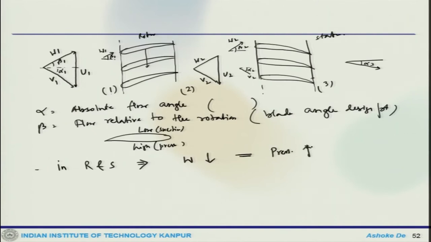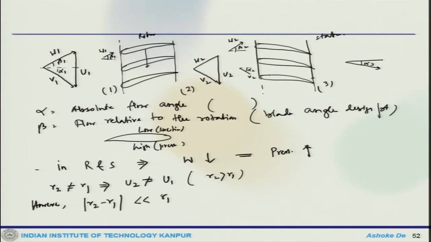So, pressure increases. Typically, in a radial displacement of a fluid particle as it moves through a rotor blade row, strictly speaking, R2 should not be R1, which means U2 should not be U1. And as shown, R2 is greater than R1. However, R2 minus R1 is smaller than R1. For the simplicity of the discussion, the approximation made here is that U2 minus U1 would be 0. So, U2 would be U1, which is U. This is the approximation which is made to keep the discussion simple.